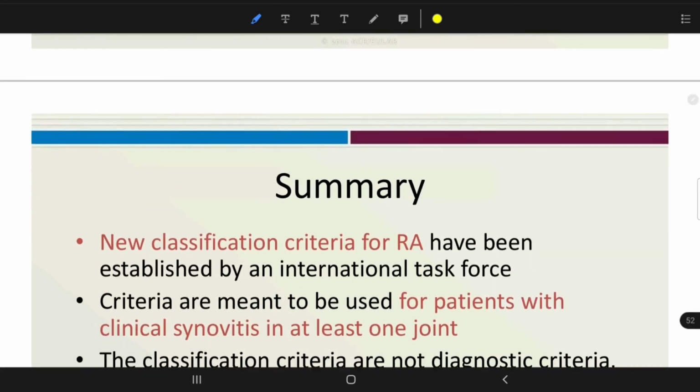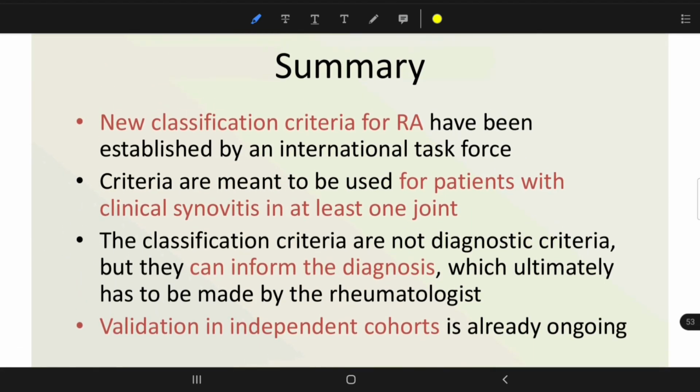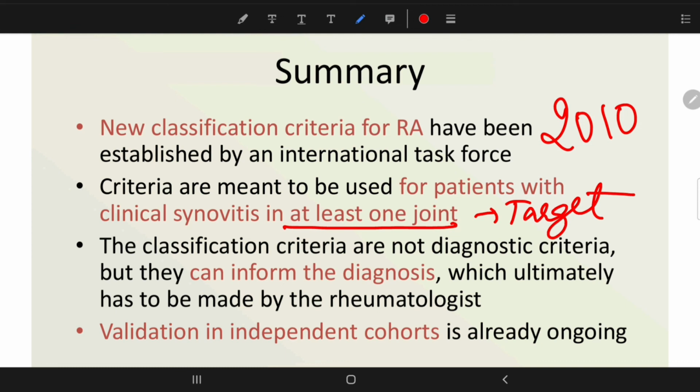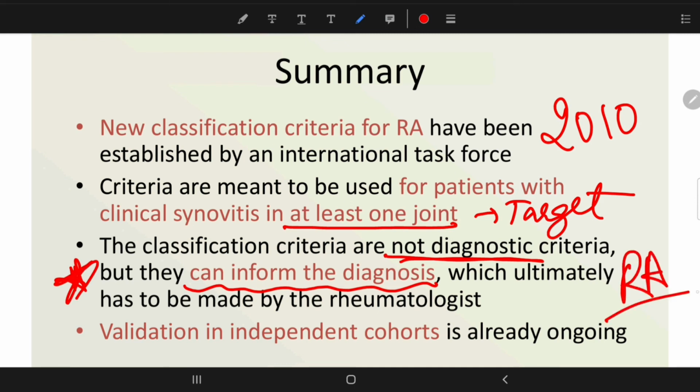Now, in summary, we have new classification criteria for RA given in 2010, and the criteria are meant for patients with clinical synovitis in at least one joint, which is your target population. And these are not diagnostic criteria, but they can inform the diagnosis, which is good enough. As clinical practitioners, we use these criteria in our OPDs to diagnose a patient of RA. So you can also reliably use them, whether you are an orthopedician or a rheumatologist.